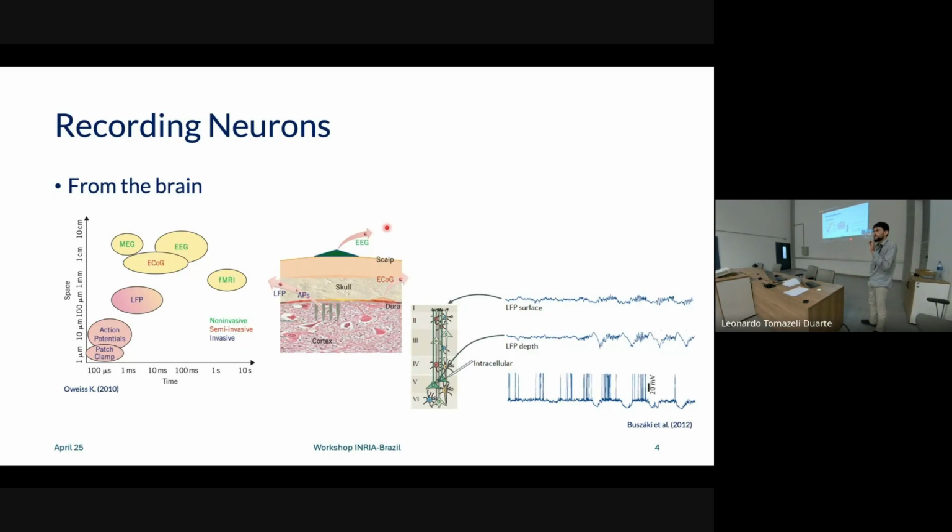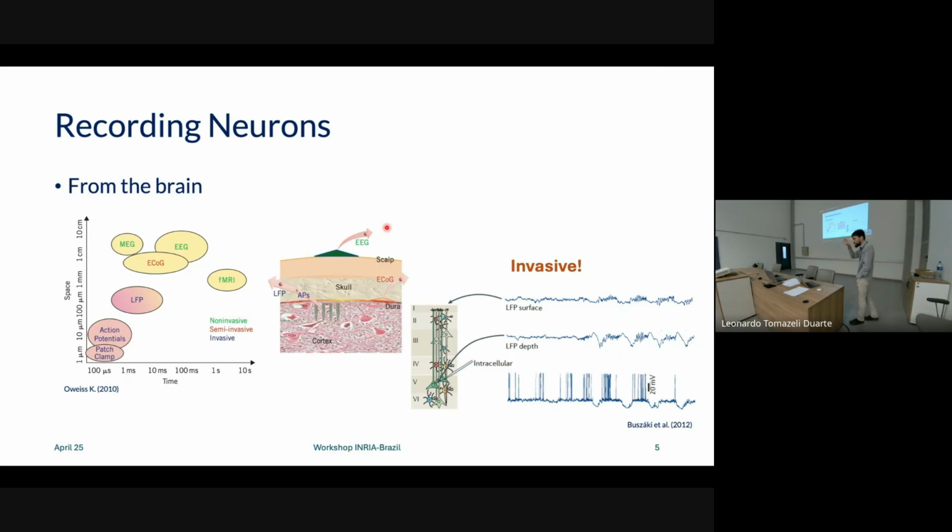Recording neurons is not an easy task, and especially from the brain, we need to use invasive methods to decode the motor intention when we are interested in using an ensemble of neurons as information, because electroencephalogram, as mentioned in the first presentation, could be used, but it's little connected to the motor intention specifically.